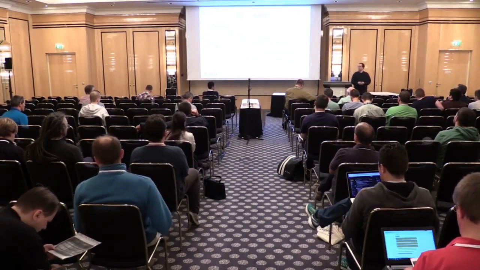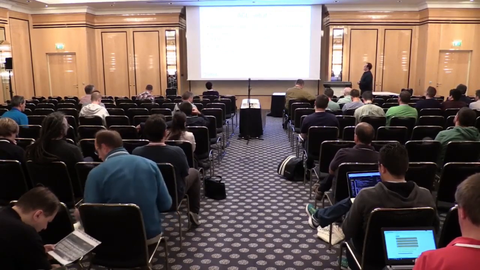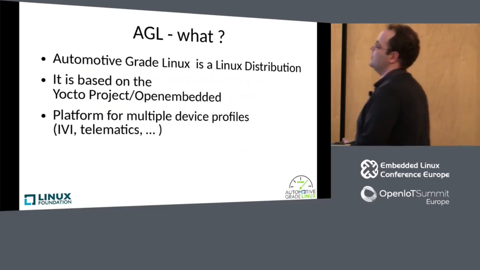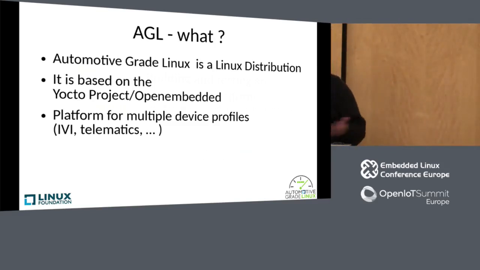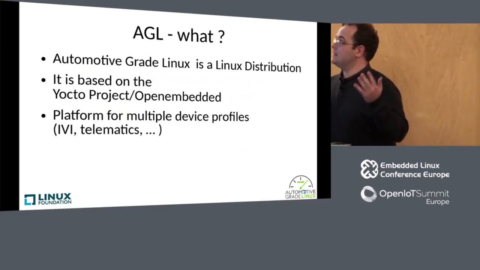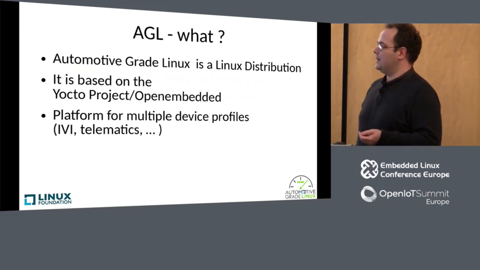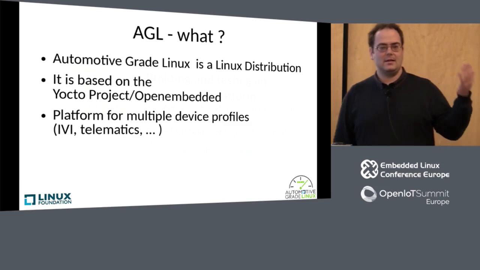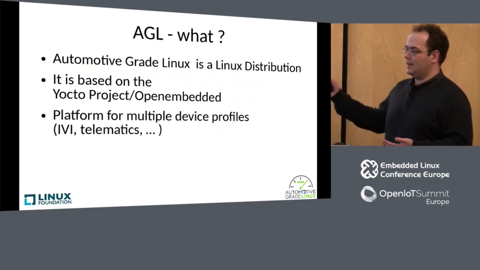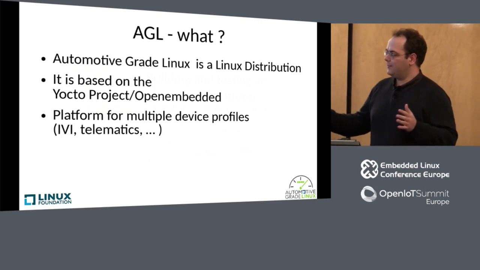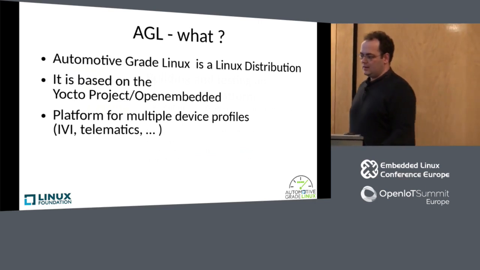What's AGL? In principle, it's a Linux distribution for automotive. We use the Yocto Project and OpenEmbedded, and we create a platform which can be used for multiple device profiles: IVI right now, telematics in the queue. So, a platform for Linux in automotive.